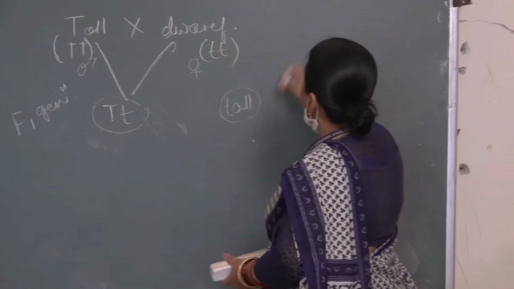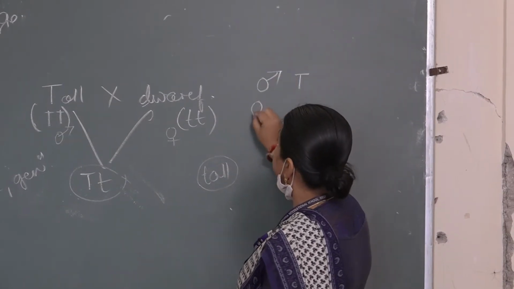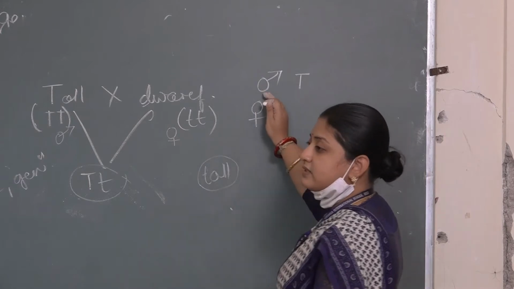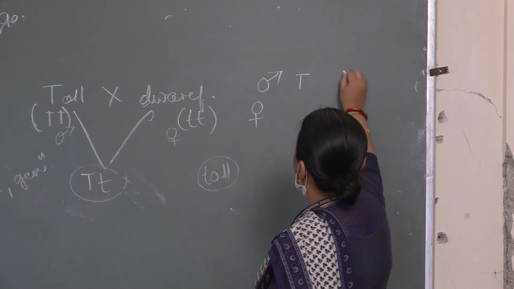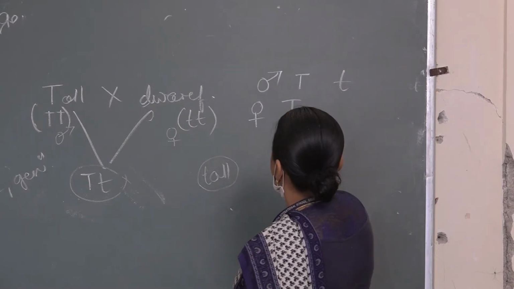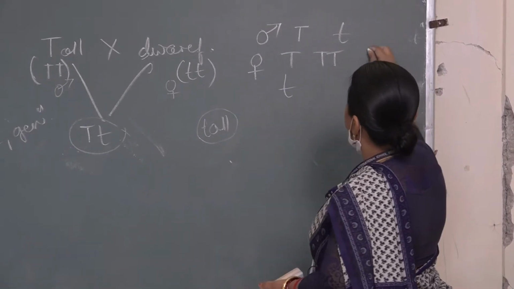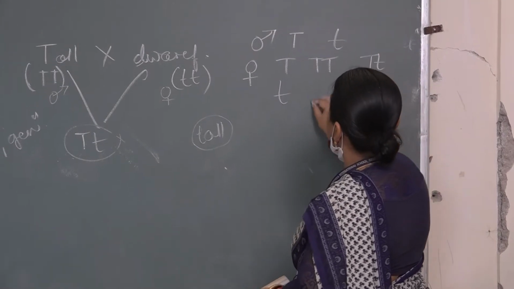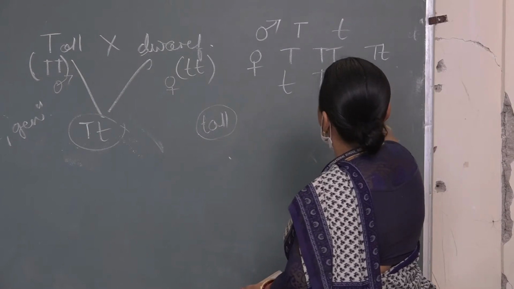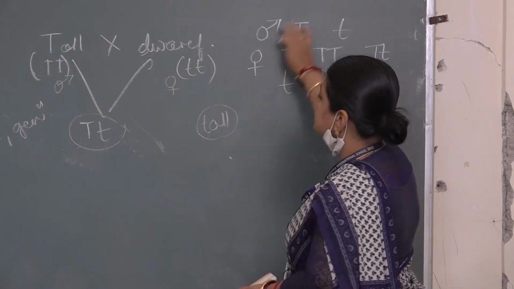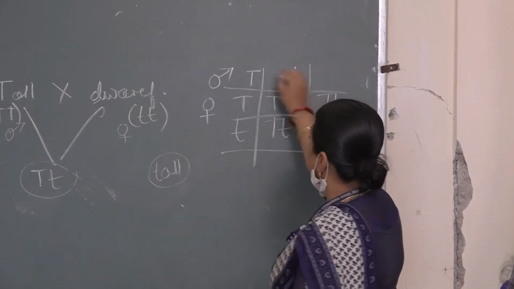If we transform this into a Punnett square, this is the male gamete and this is the female gamete, and if you consider the zygote, capital T, small t on each side. Now what kind of zygotes will we have? Capital T capital T, capital T small t, capital T small t, and small t small t. This is a Punnett square.